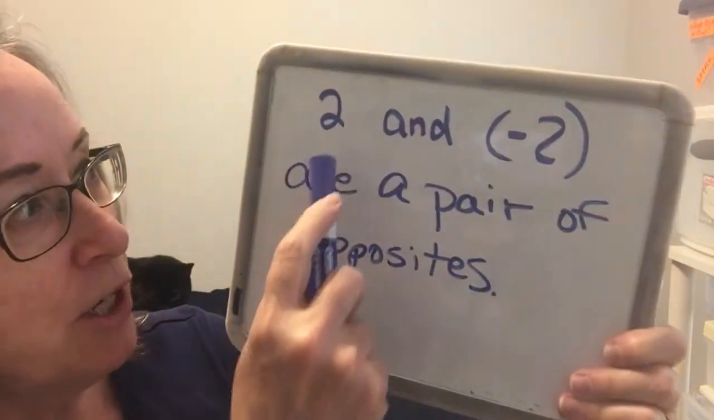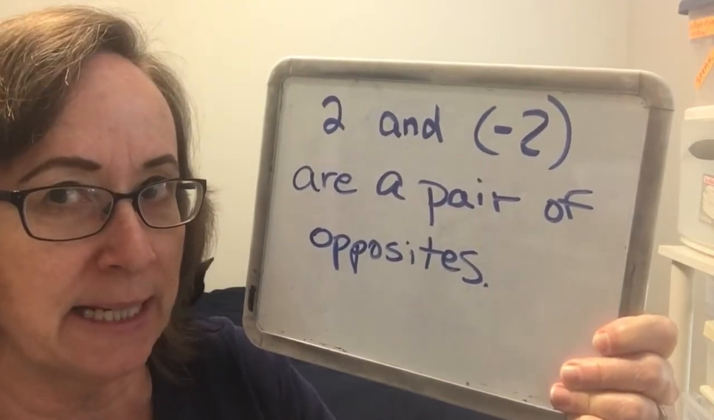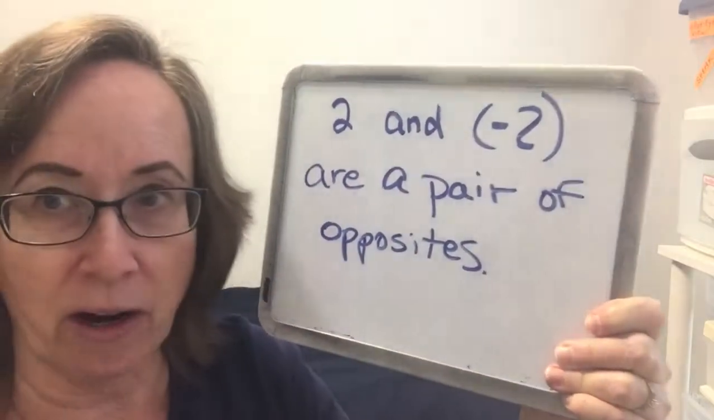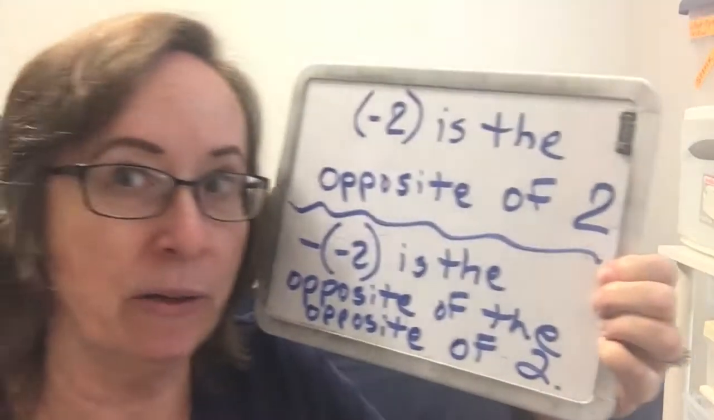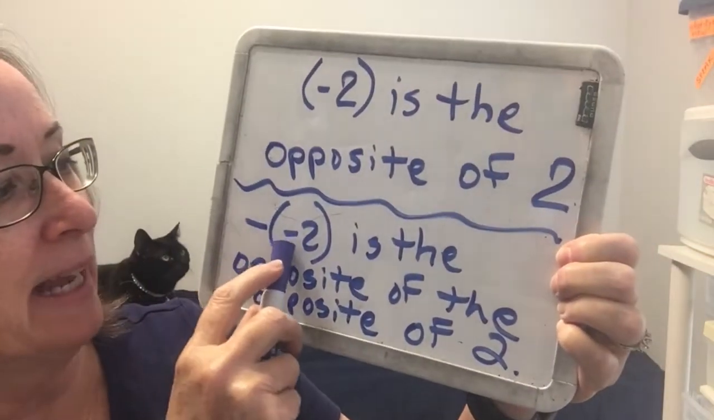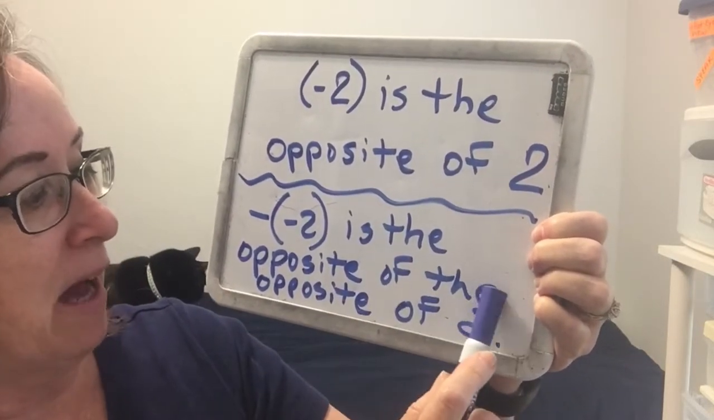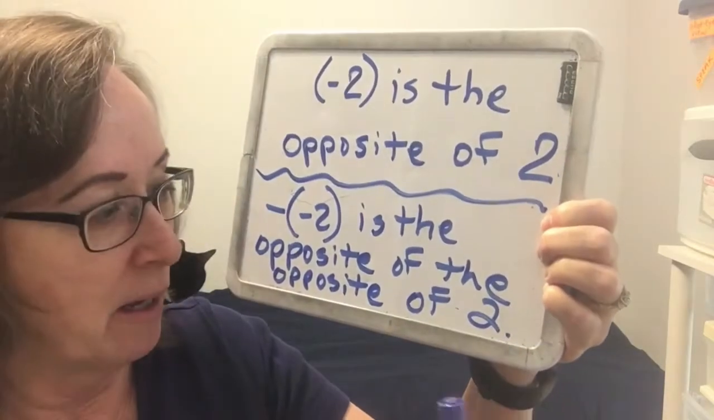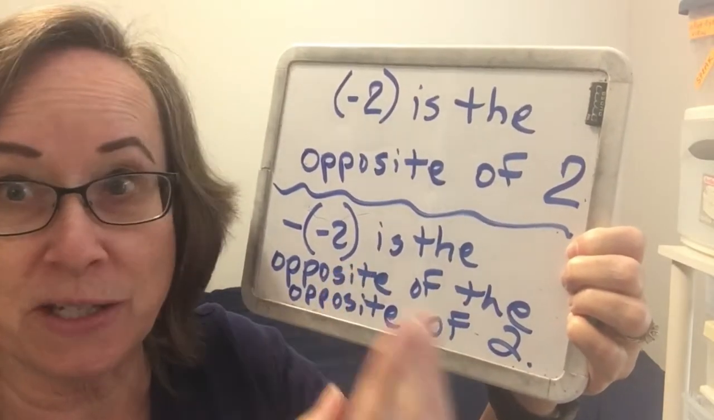So, 2 and -2 are exactly the same distance from 0, but they're on opposite sides of the 0. So they are called a pair of opposites. -2 is the opposite of 2, and 2 is the opposite of -2. And -2 is the same thing as the opposite of 2. So the opposite of 2 would be -2, and then the opposite of -2 would be 2 again. This could get very confusing.